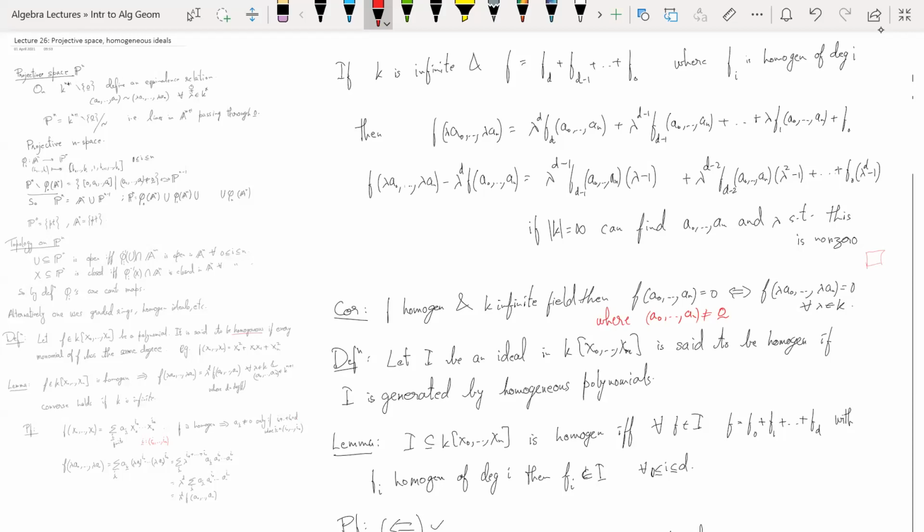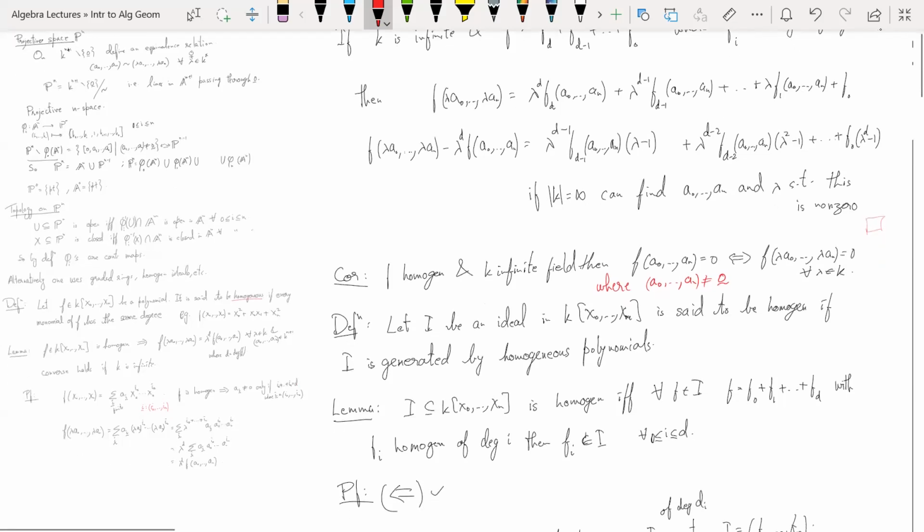So every non-constant homogeneous polynomial vanishes at the origin, because it has to have all degree terms. So vanishing at one point means it vanishes on the whole line. So in some sense, it vanishes on the projective point, if you like.